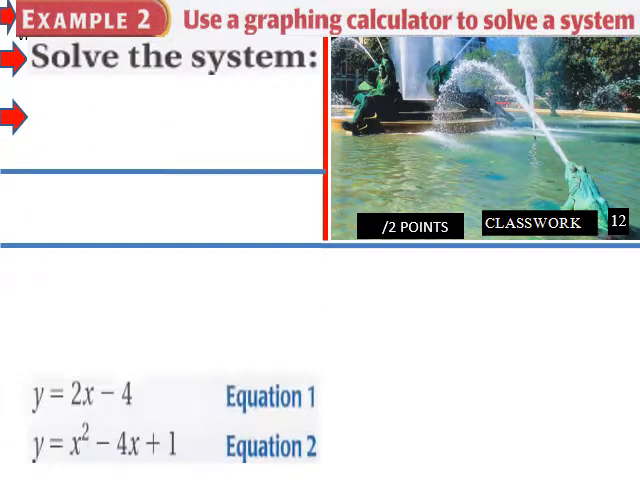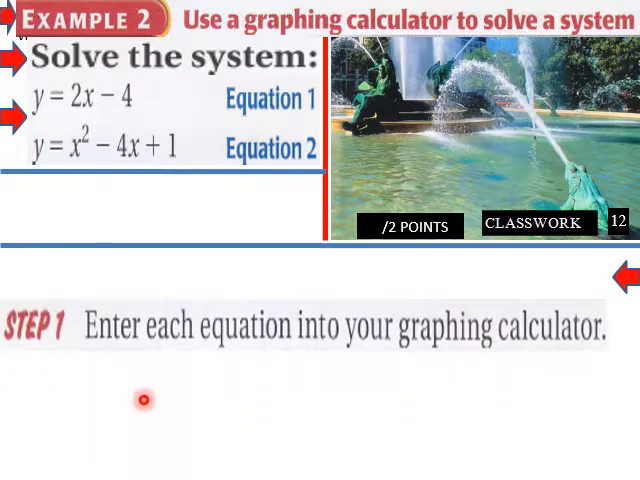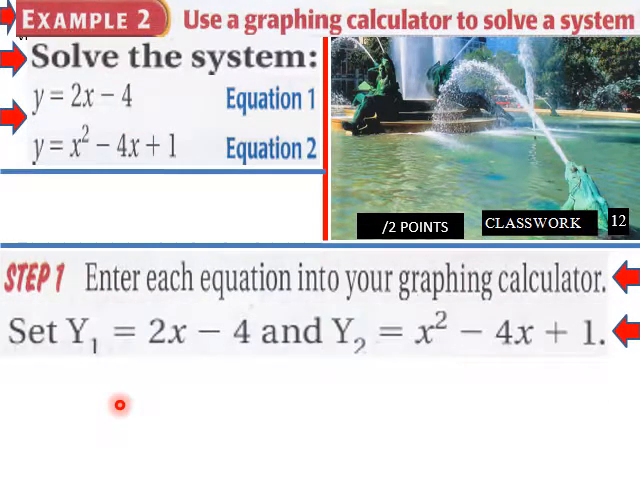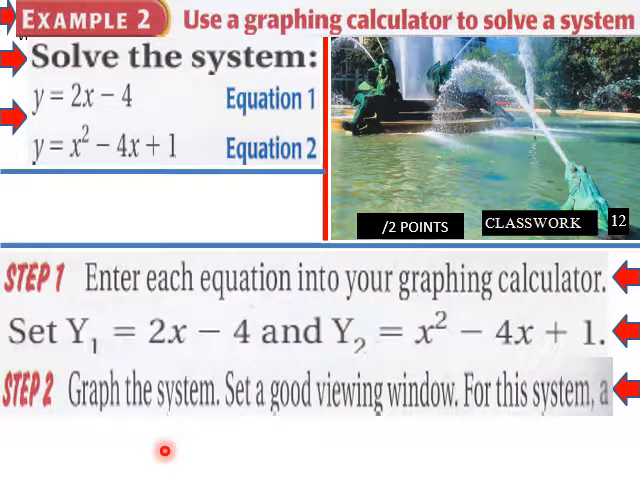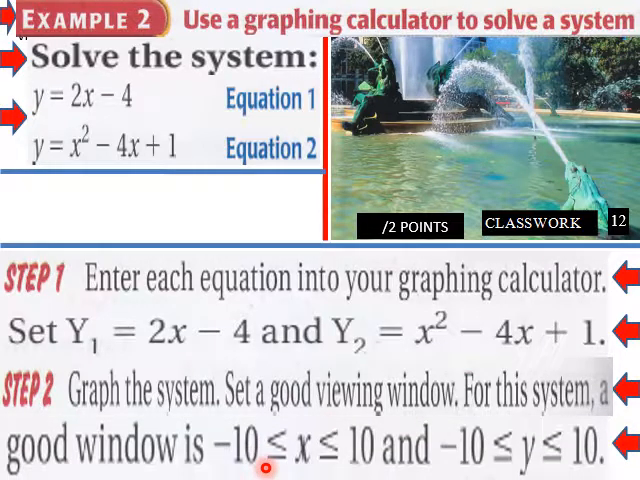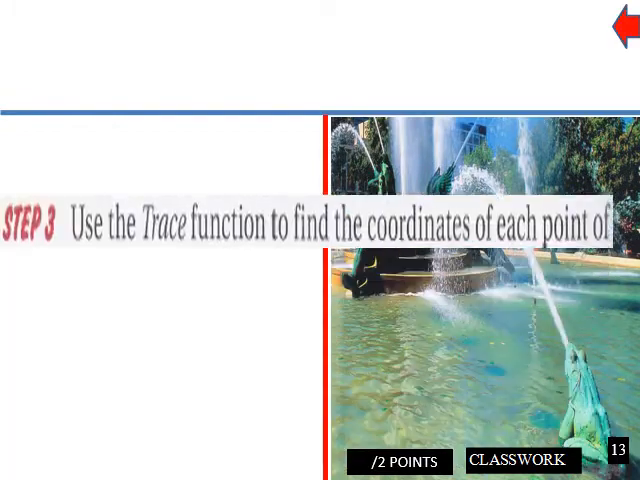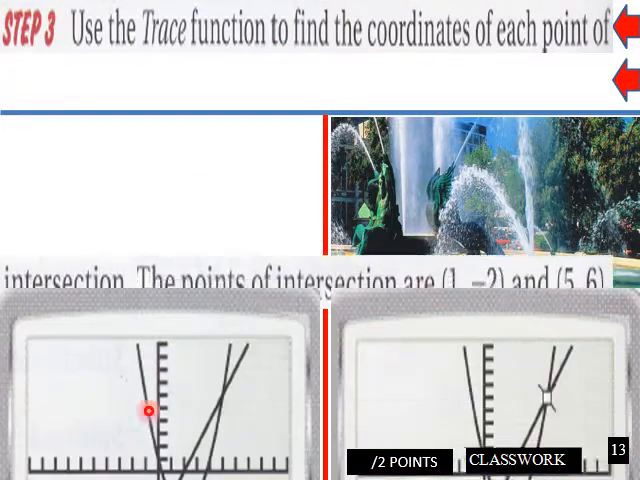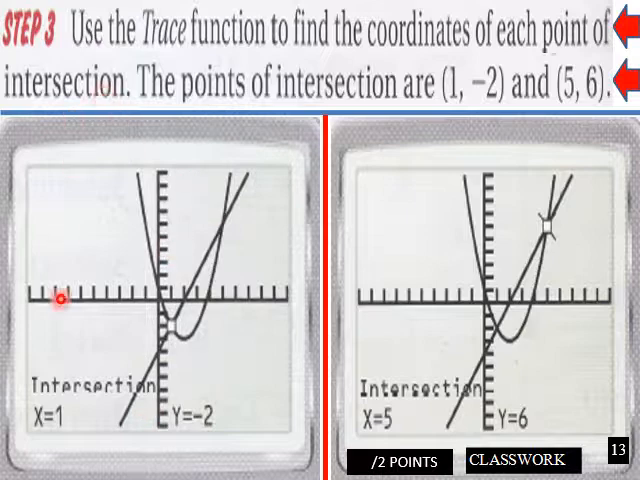So using a graphing calculator to solve a system, we have this system here. Enter each equation into your graphing calculator, as y1 and then y2. Graph the system and set a good viewing window for the system. A good window in this situation here would be negative 10, and so on. And then use the trace function to find the coordinates of each point of intersection. Here's what we have here. So using trace, or you could find intersection in your calculator too in one of your menus. But if you're going to use trace, this is one way of doing it.